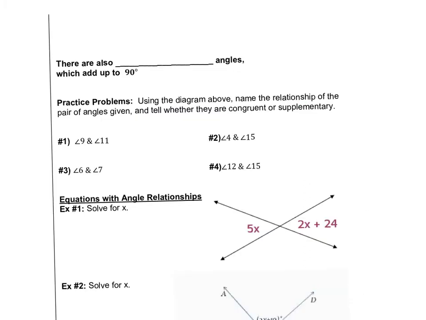There's also something called complementary angles. And these are angles that add up to 90 degrees. And so if you think about a 90-degree angle, it makes a corner. And again, this is how I remember this one. C for complementary. Complementary makes corner. So supplementary, complementary. S and C. S for straight, C for corners.